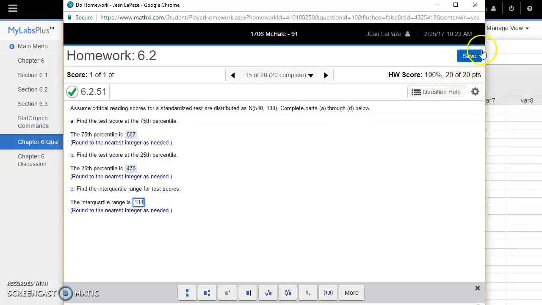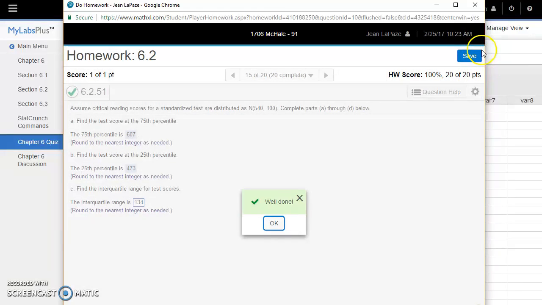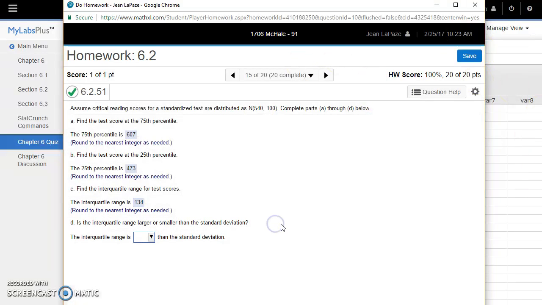So we'll enter that, and that is correct. So this is an example of where you have to go back to something you've previously learned to apply it to answer the question. The last question is, is the interquartile range larger or smaller than the standard deviation? Well, we know the IQR is 134, the standard deviation is 100, so obviously the interquartile range is larger.